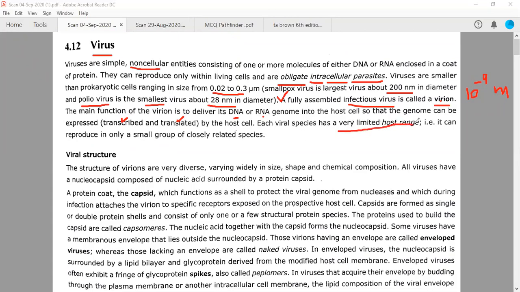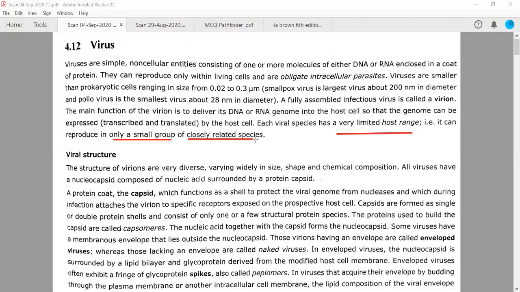Now this is important, and actually I was discussing this. Each virus has a closed, very limited host range, that is, it can reproduce in only a small group of closely related species, right? This host range factor will decide in how many closely related species the virus can perform the infection.